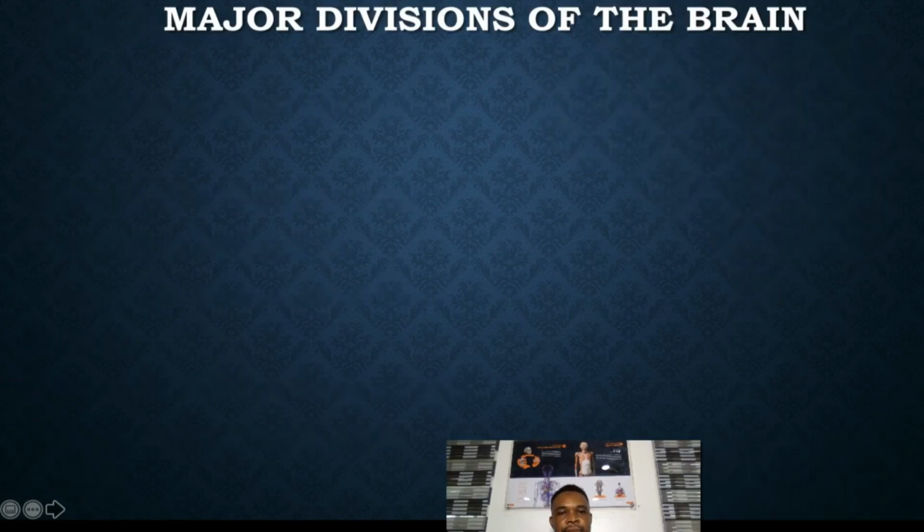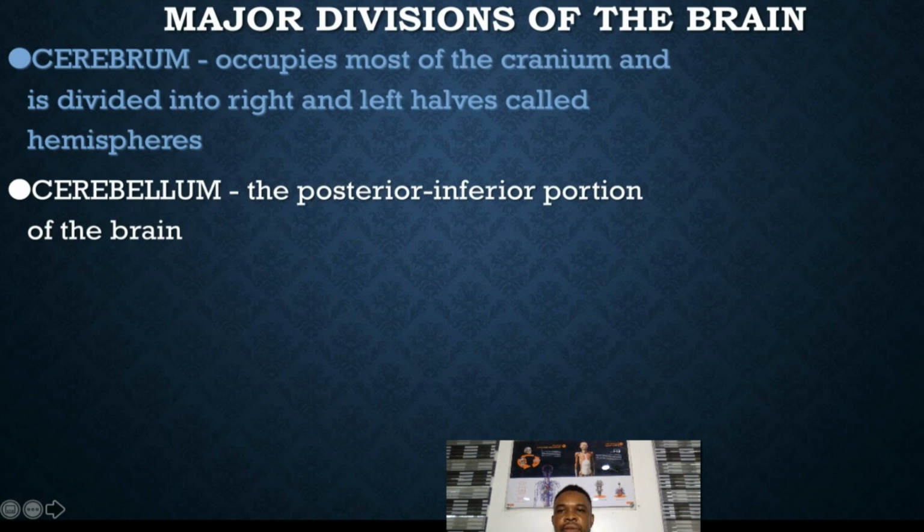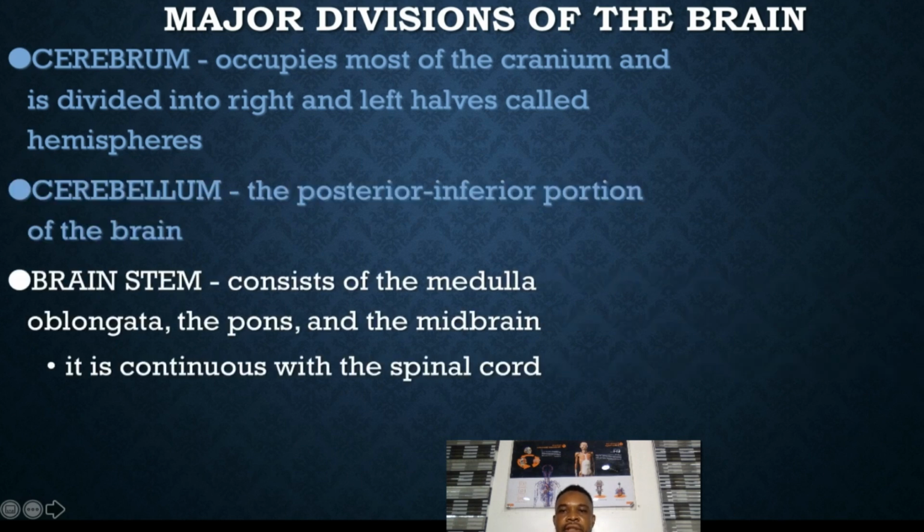Let's look at the divisions of the brain. There are two schools of thought in the divisions of the brain. In our previous slide, we talked about forebrain, midbrain, and the hindbrain, and their various derivatives. Today, we are going to look at it from this classification, whereby the brain is divided into the cerebrum. The cerebrum is the large portion that occupies most of the cranium and is divided into right and left hemisphere. Now we have the cerebellum. Cerebellum is the posterior inferior portion of the brain.